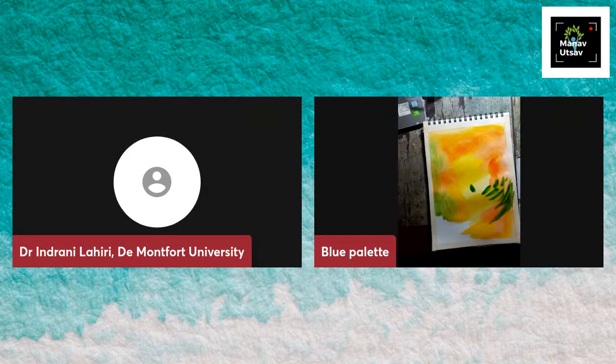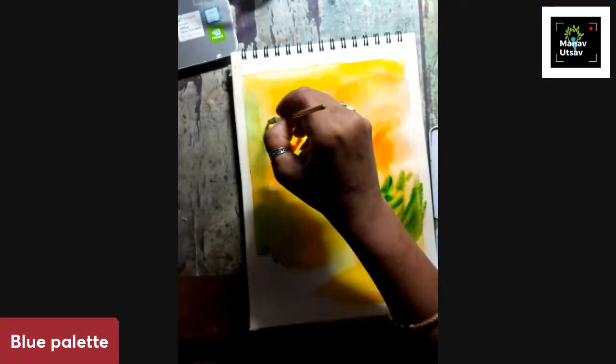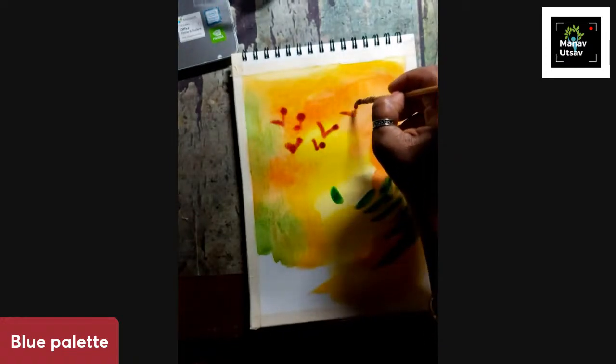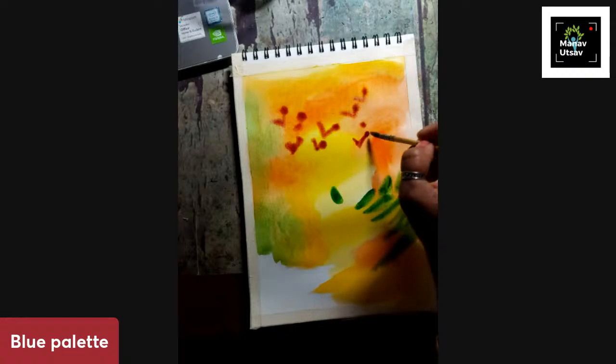So now let me make some birds over here. You remember the V birds we used to make when we never knew how to draw birds? So in the sky, there were always these V birds.